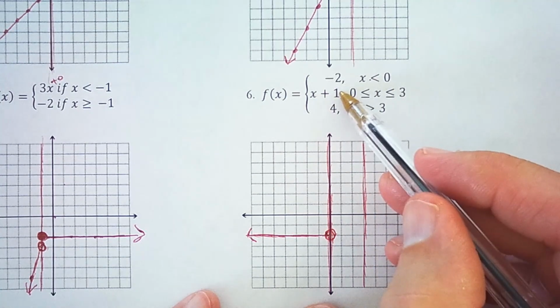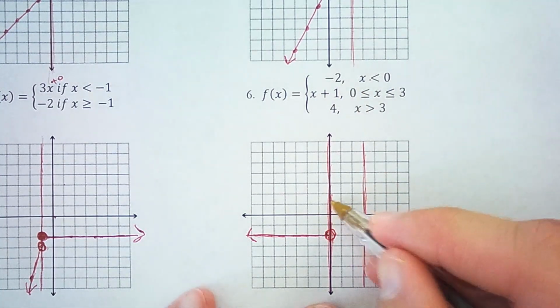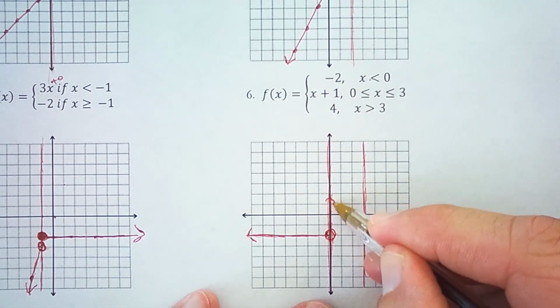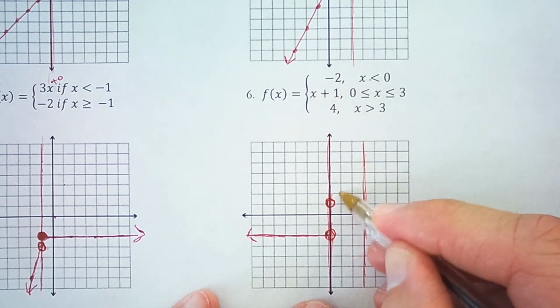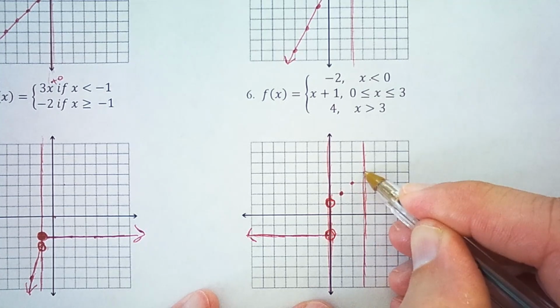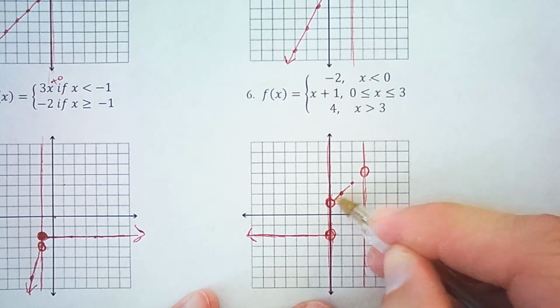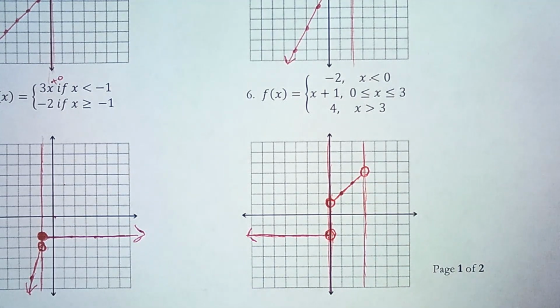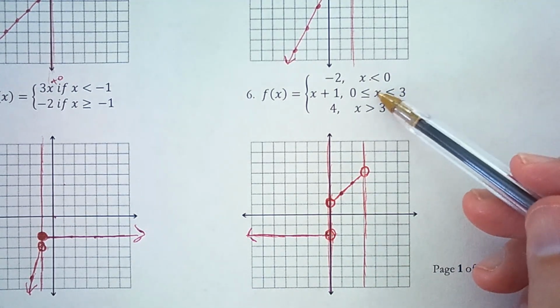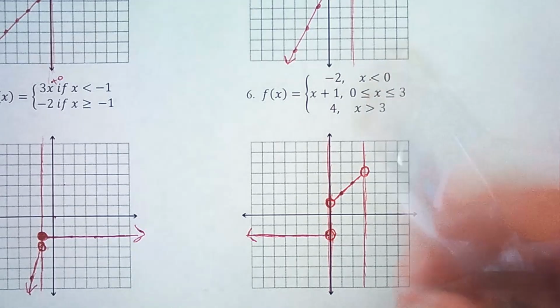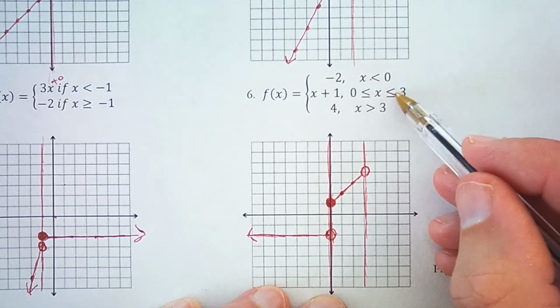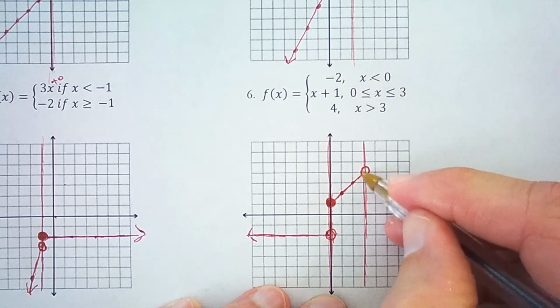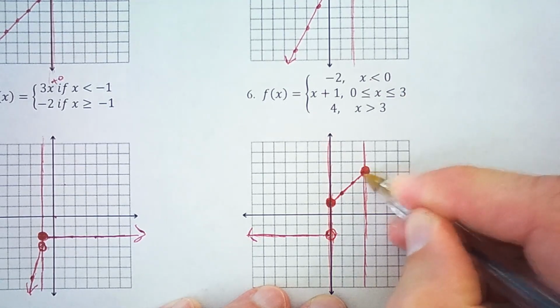Okay, and the line is x plus 1, so the y-intercept is 1, and that's right on the edge of my domain, so I'm going to put a circle there. And the slope is 1, so up 1 and right 1. And here I get to the other edge of the domain, so I'll put a circle there. And I can connect those. And look, x is greater than or equal to 0, so I get to fill in that circle. x is less than or equal to 3, so I get to fill in that circle also.